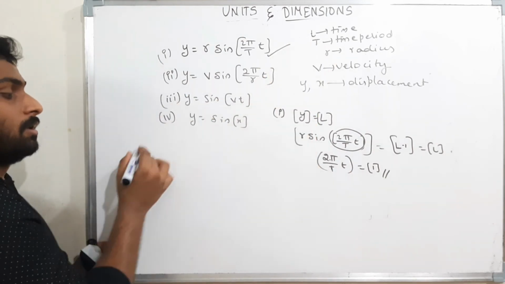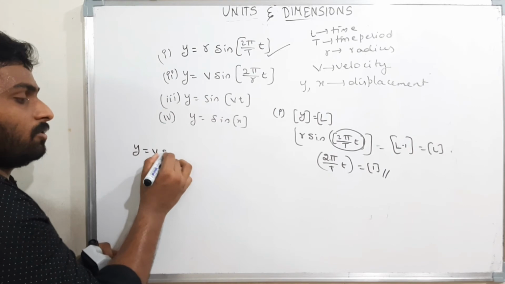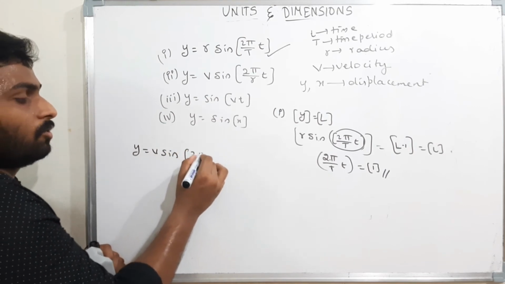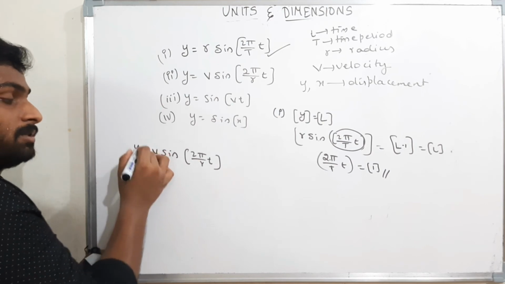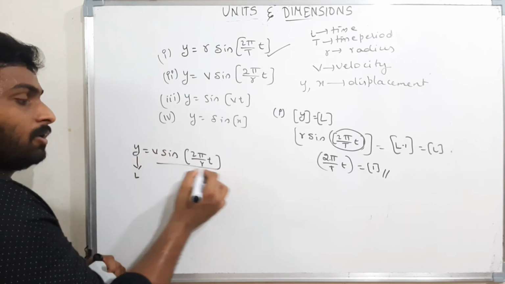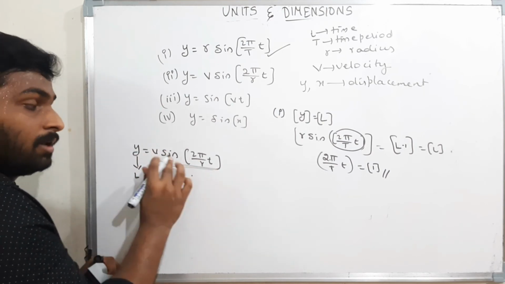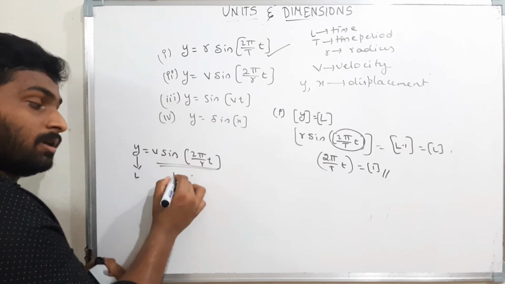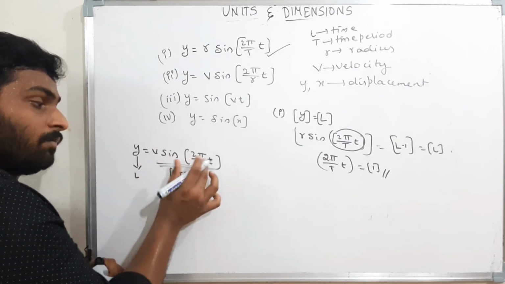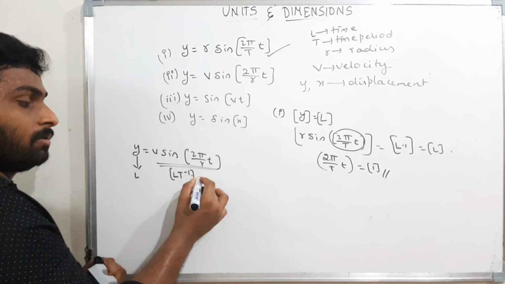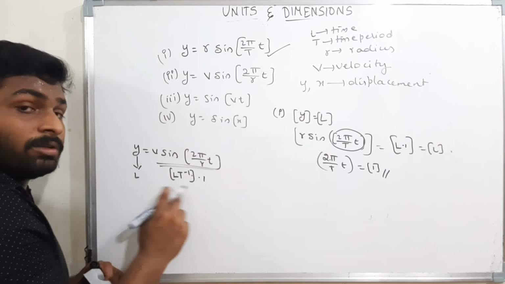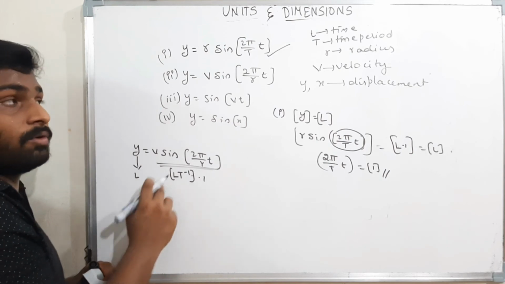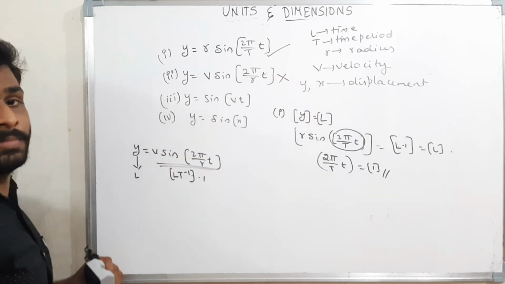Now we will see the second one, where y is equal to V into sin 2 pi by R into t. Y is a displacement, so its dimension is L. Now for this also the dimension must be L. But the velocity has dimension L T power minus 1, and sine has dimension 1. Are LHS and RHS the same? No, both LHS and RHS do not have the same dimension. Therefore this is not a valid equation.